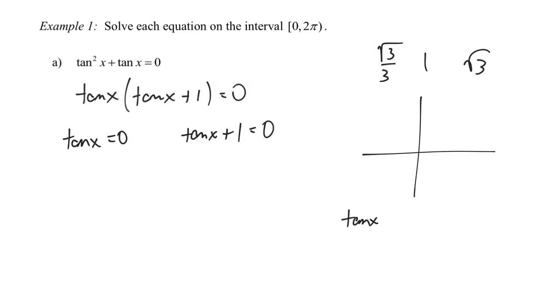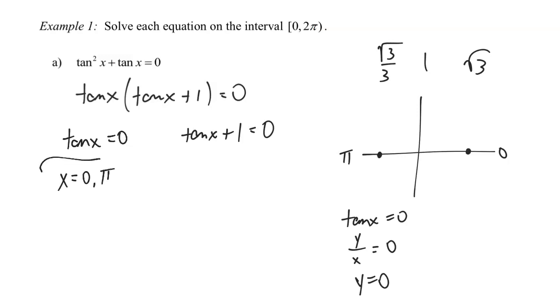If we want tangent x to equal 0, I know that by definition, tangent x is y divided by x, and that fraction y divided by x is going to equal 0 whenever the numerator, or more specifically, when y is equal to 0. So where on the unit circle is the y-coordinate 0? Well, that would be here at 0 radians and here at pi radians. And so the solution to this part of the equation will be 0 and pi.